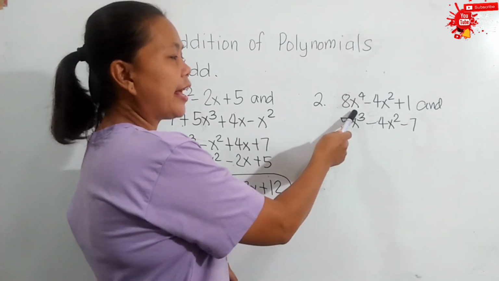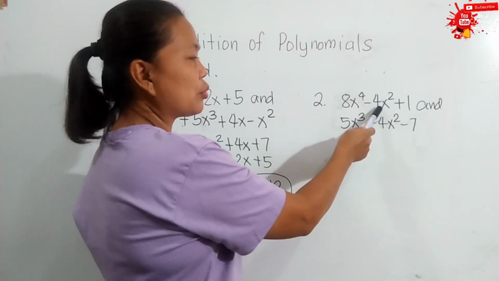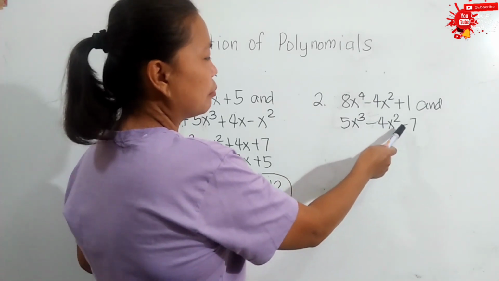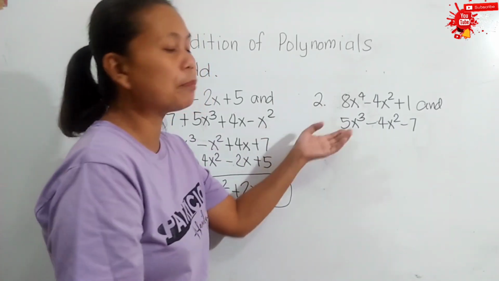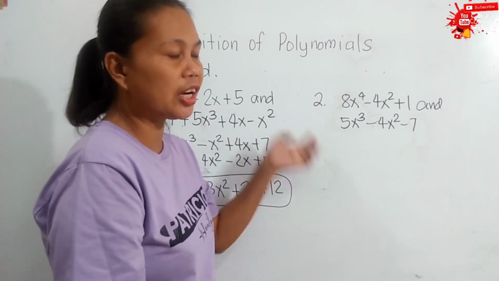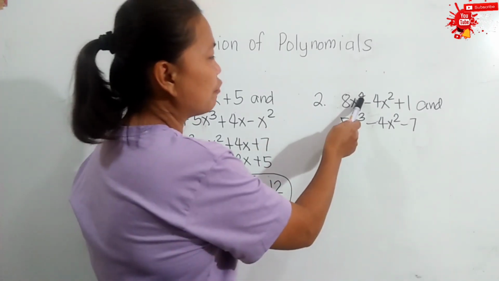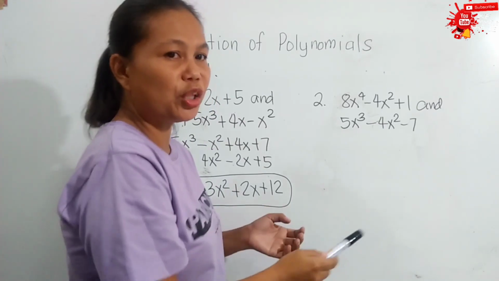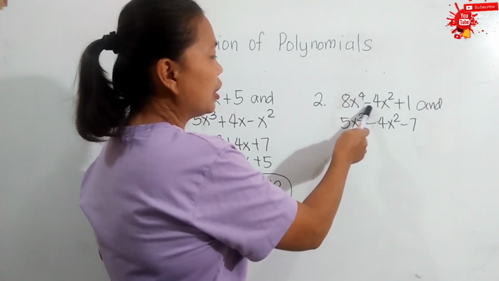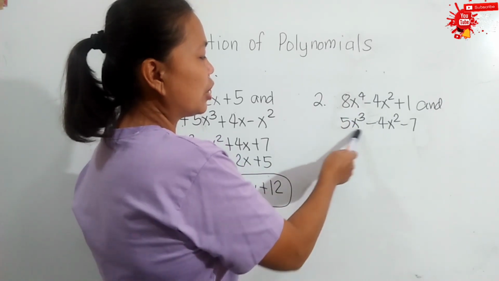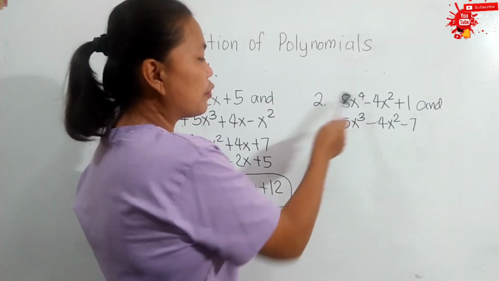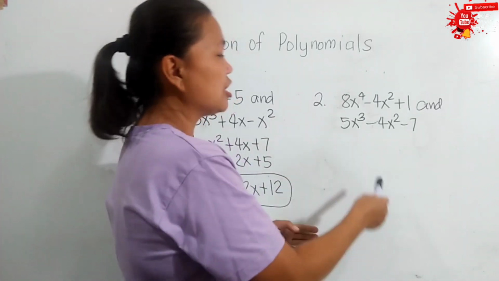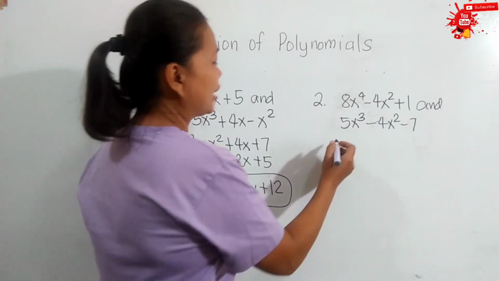So we are given here 8x to the fourth minus 4x squared plus 1 and 5x cubed minus 4x squared minus 7. If you notice, the given polynomials are already arranged in decreasing or descending order. We have here 4, 2, then 0, and here 3, 2, and then 0. But we have a degree lower than 4, which is 3. We also have a degree of 3 here. So if we rewrite it vertically, we will have a blank space for the degree of 3.